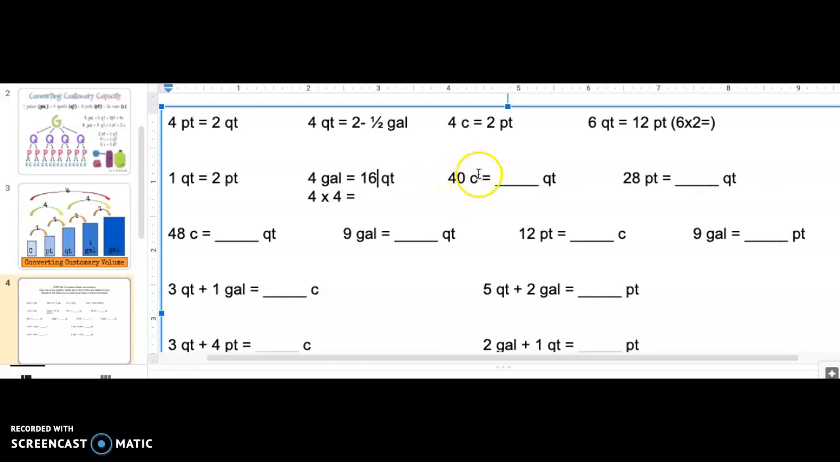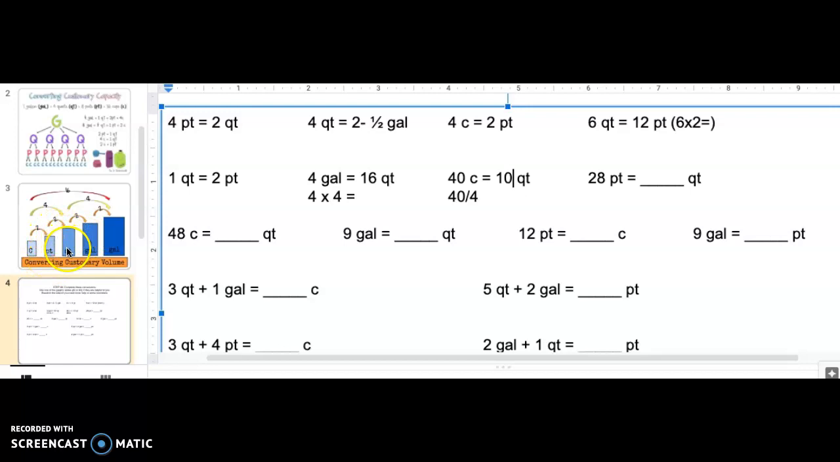40 cups is how many quarts? 40 cups. 4 cups make a quart. So with my 40 cups, every time I take out 4, I can make a quart. So I'm going to do 40 divided by 4. What's 40 divided by 4? 10 quarts I could make. What about if I had 28 pints?